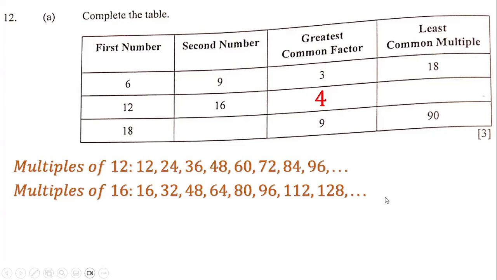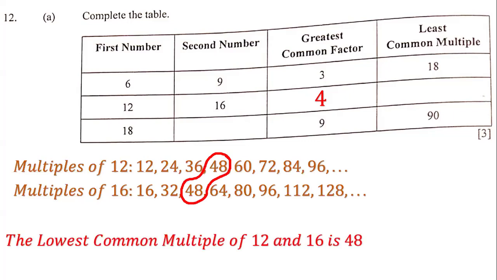So what is the lowest common multiple of these two? 48. Very good. So we put 48 on our table right there. That's how we get the lowest common multiple of 12 and 16. So the greatest common factor is going to be 4, and the lowest common multiple is going to be 48.